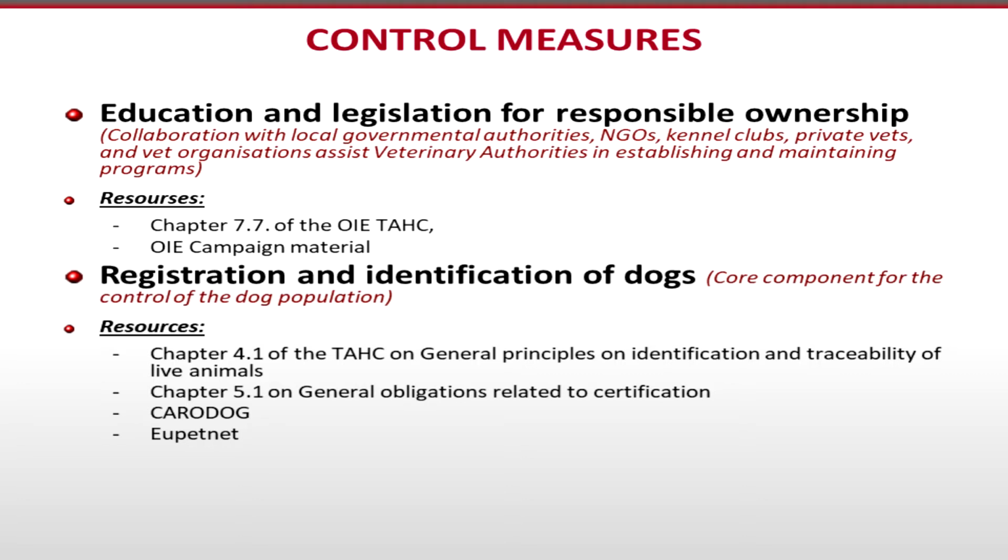Registration and identification of dogs is the core component for the control of the dog population. If you cannot identify them, it's going to be very difficult to really know whether you're making progress or not. And therefore, again, I've given you resources there: chapter 4.1 of the Code gives you the general principles on identification and traceability of live animals and general obligations related to certification. You can also go to the website of an organization called CaroDog or ICAM, and you'll get a lot of information.